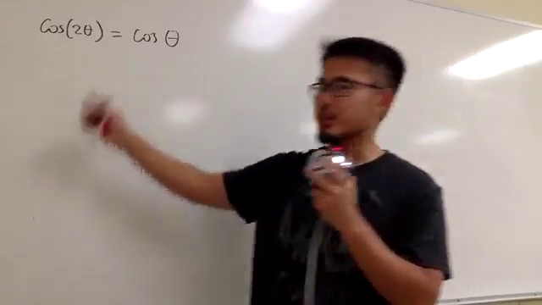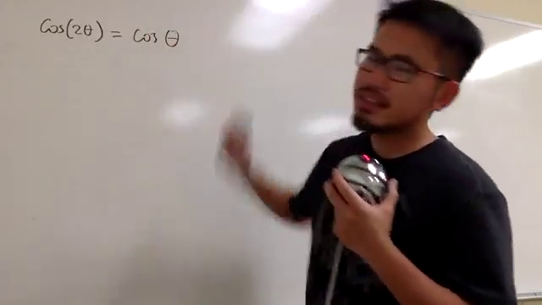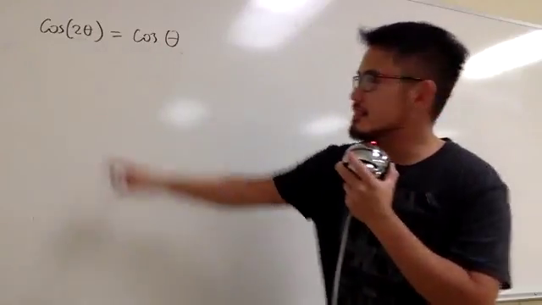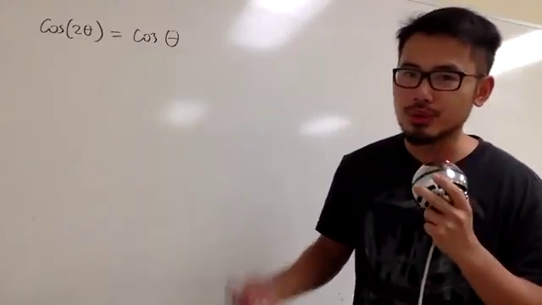Okay, let's solve this trig equation. We have cosine 2 theta is equal to cosine theta. So what's the trouble? You should tell me that the angles are different, right? This is 2 theta, this is only theta. So what should we do?